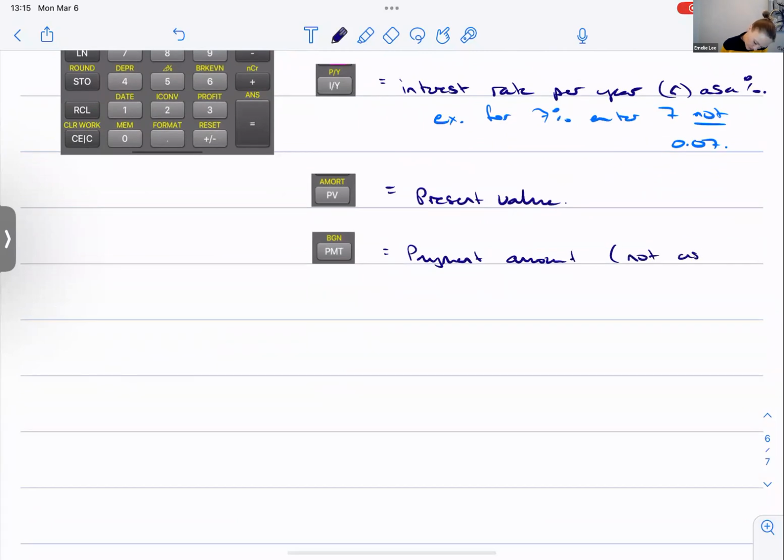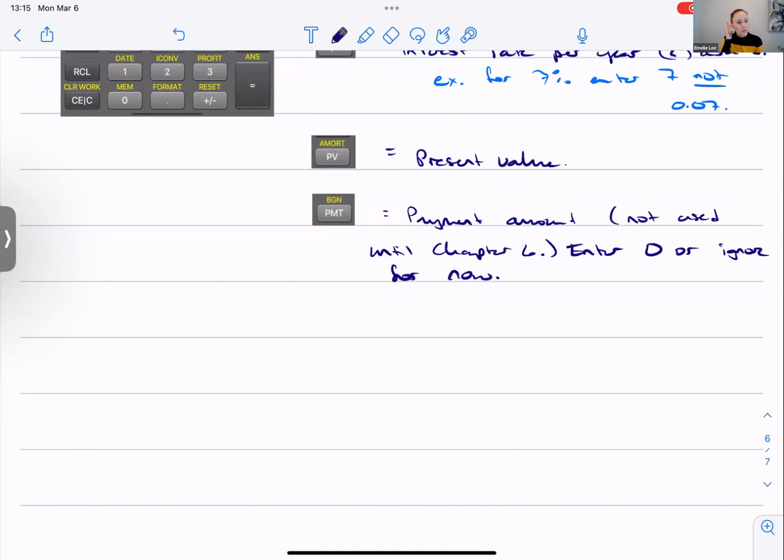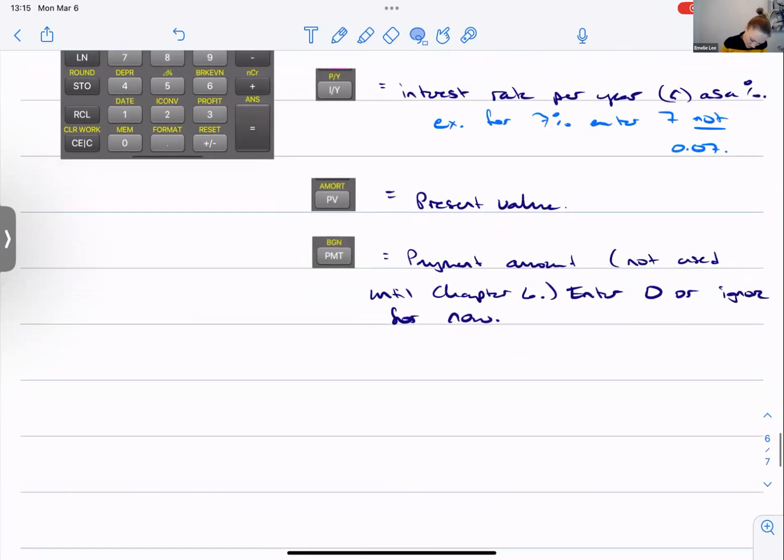Not used until chapter 6. Enter 0 or ignore for now. I'm mentioning it because we will be using it, but just ignore it for now. And then the future value. This is the future value.